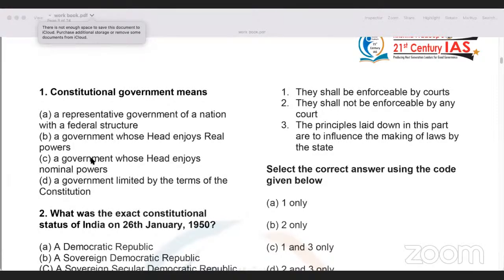The principles in this part are to influence the making of the laws by the state. That the government will take these things into consideration in enforcing the policies and in making the laws. Laws enacted by the Parliament in the Union, laws enacted by the assemblies at the state level. That both central government and state governments would consider these directive principles of state policy while making the policies and the laws. So even these statements are also taken directly from the NCERT.